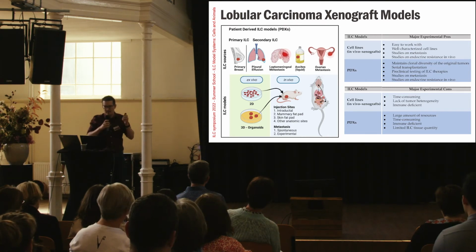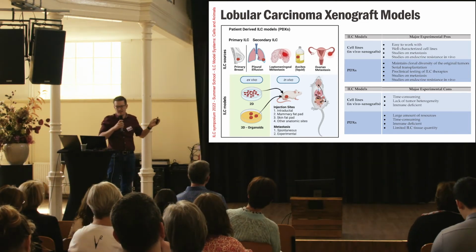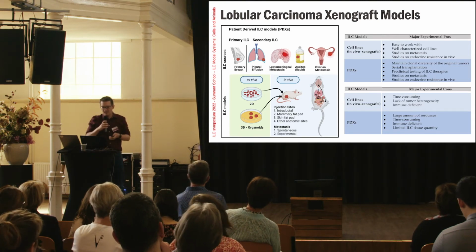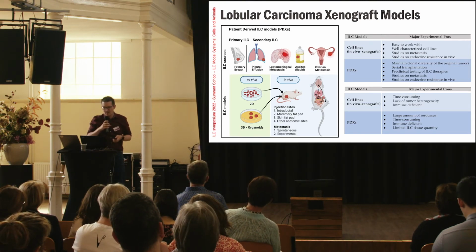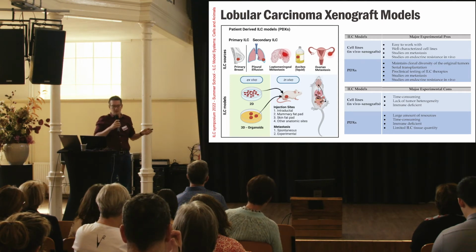So these cell lines we can cultivate, hopefully, making 2D in vitro models, and this is how they have been developed as the few cell lines that we have in our hands for lobular carcinoma as 2D.